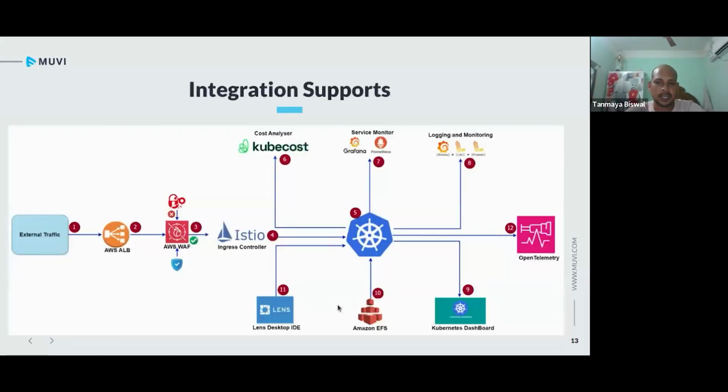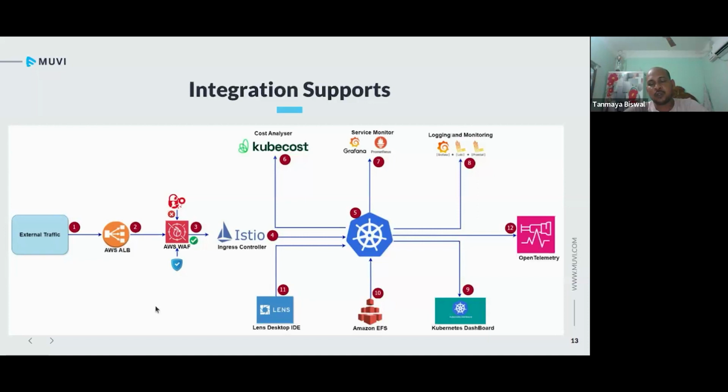And what are the tools we support in our system to integrate, to have detailed insights? In this diagram you can see when external traffic comes in, it goes to our AWS load balancer. On top of it we also have an AWS firewall, which provides additional security on top of your incoming requests. And there we have an Istio ingress controller altogether.